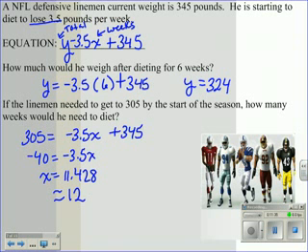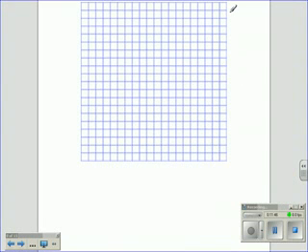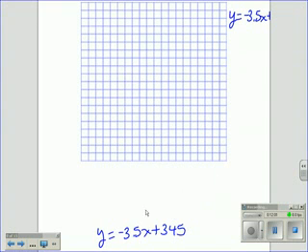To graph this situation, we're going to use our slope-intercept form. Y equals negative 3.5x plus 345. We said that our x represented the weeks, so that's what our x-axis is going to be. And the y represented the total weight. So that's what our y-axis is going to be.